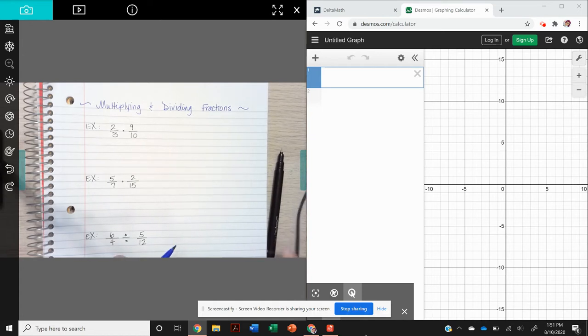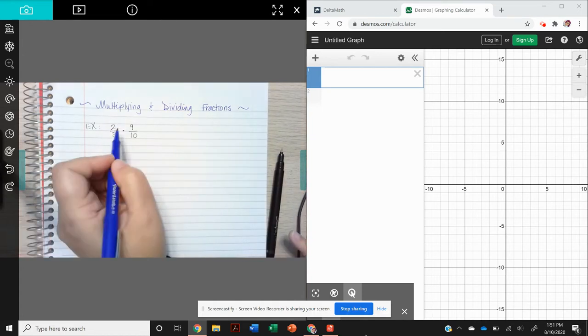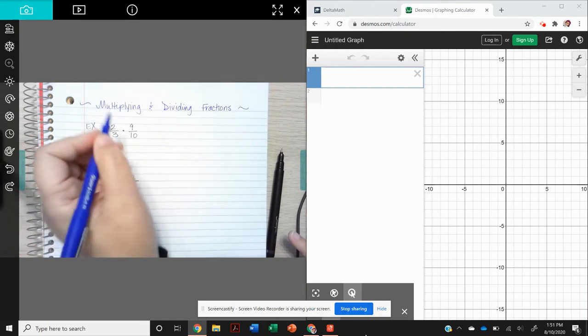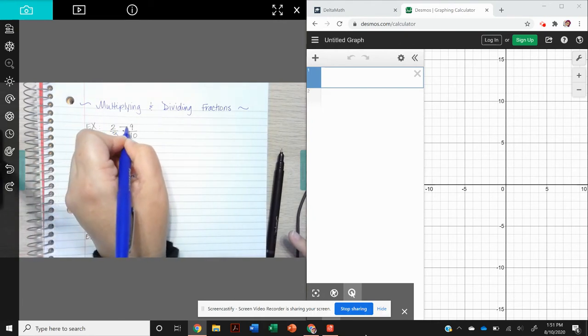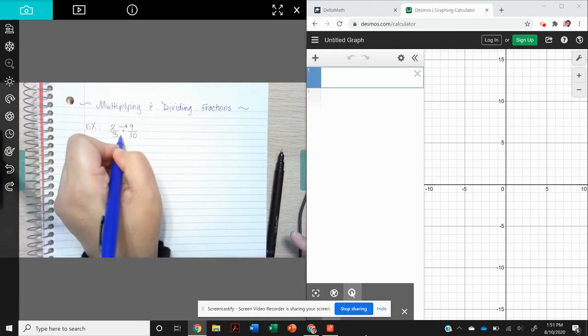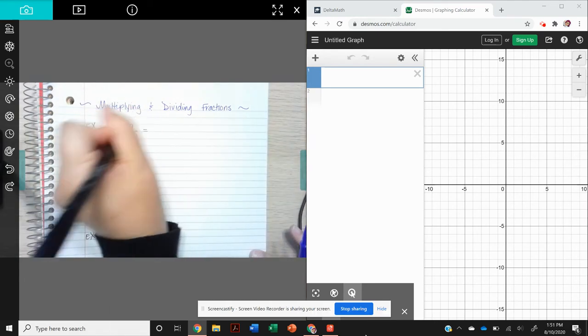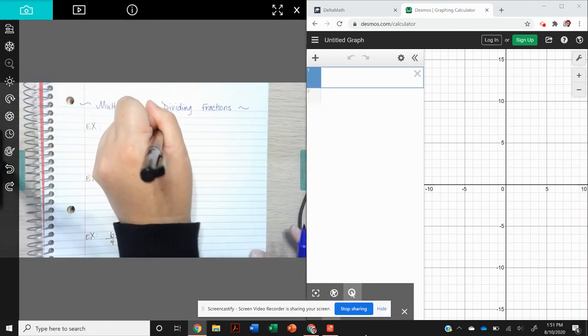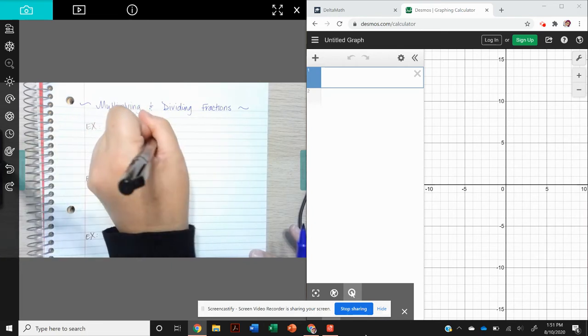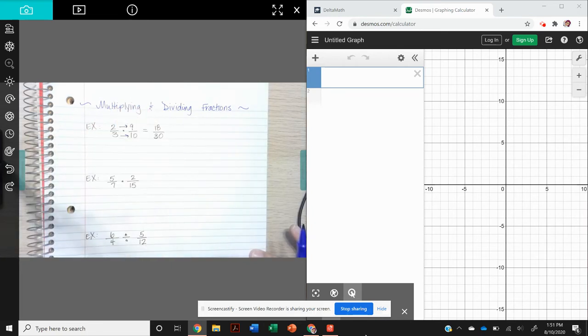All right. So when we multiply fractions, we multiply across. So I'm going to multiply 2 times 9, and then I'm going to multiply 3 times 10. So if I do 2 times 9, that gives me 18. And if I do 3 times 10, that is 30.